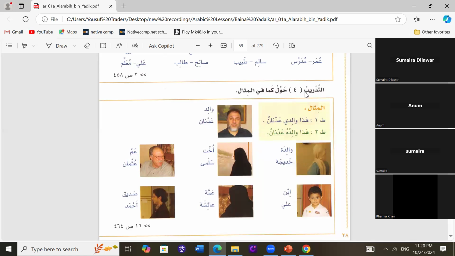At-tadribur rabi, fourth exercise. Hawla kama fil misal. Like around these examples, we need to see how we can do this exercise. Yes, Sumera, you have raised your hand.